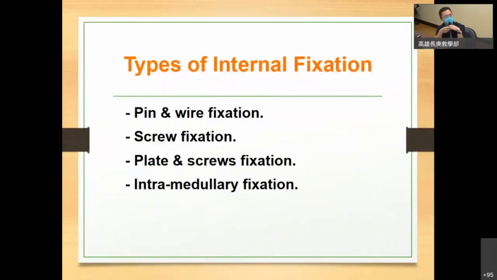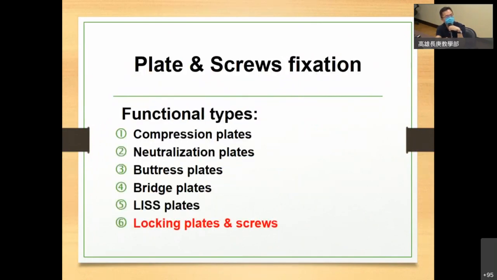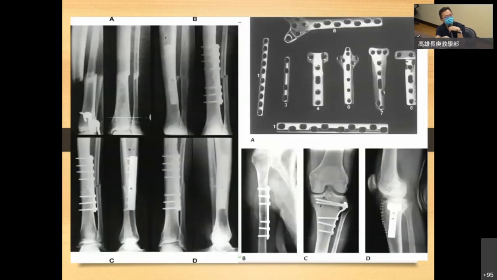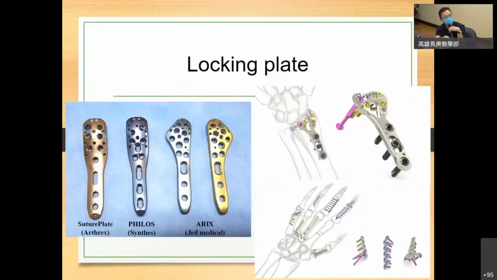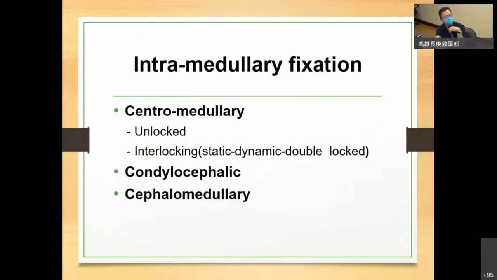Okay, so there are many types of internal fixation, like pin and wire fixation, screw fixation, plate fixation, and intramedullary nail fixation. If we discuss plate and screw fixation, there are many functional types. Like this, these are plating fixation systems, and this is a locking plate fixation technique. Okay.